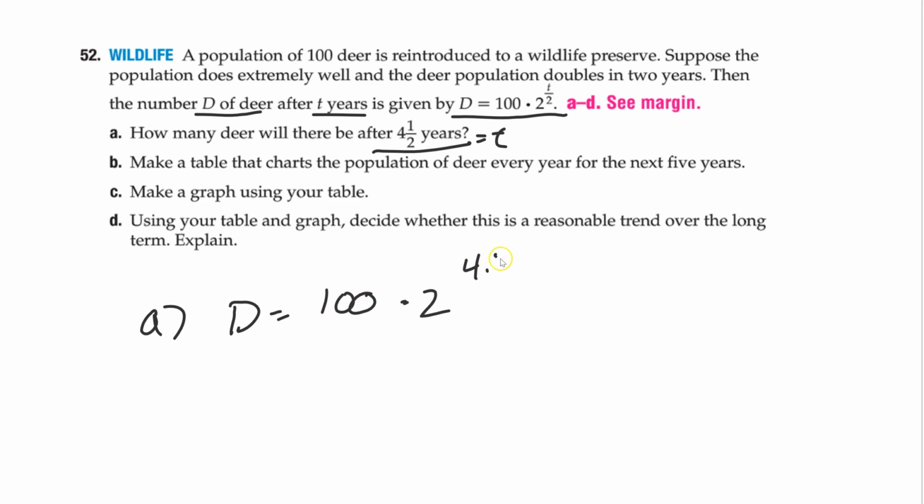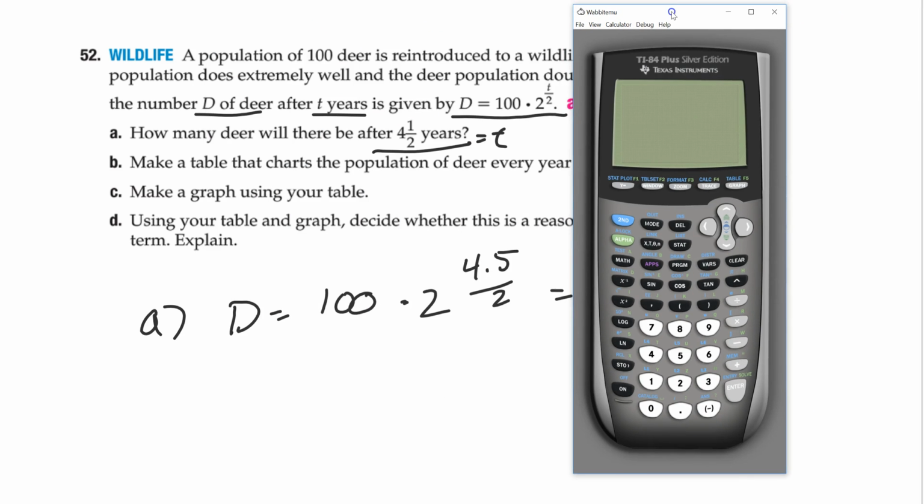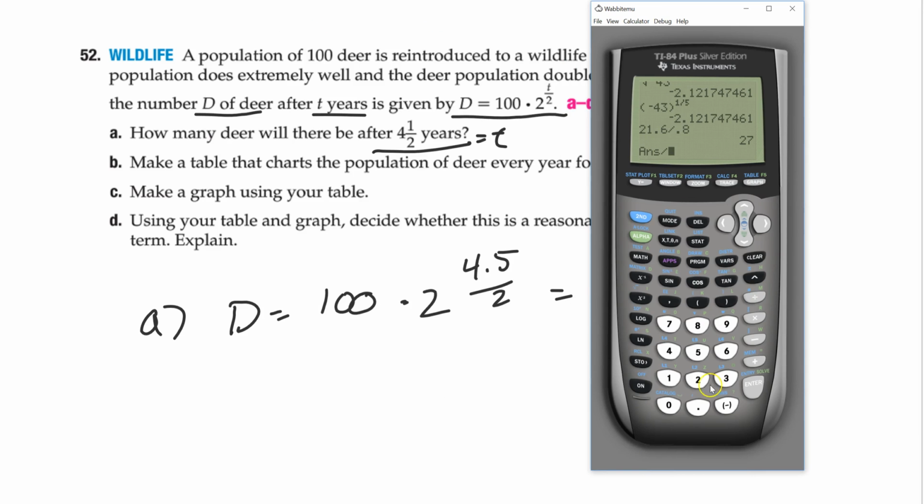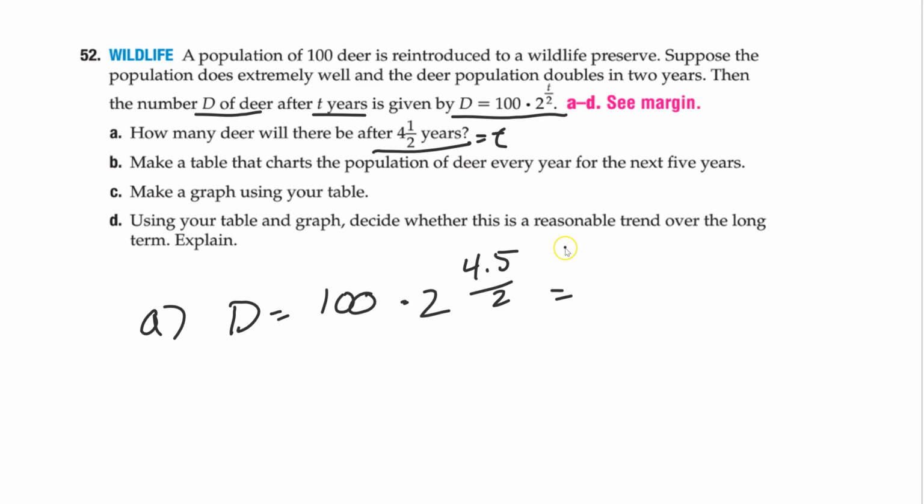So I can plug in 4.5 over 2. Again, it's an application problem, so feel free to use your calculator. I want you to use it. I'm going to do that by hand. So it's going to be 100 times 2 to the 4.5 divided by 2. I didn't realize they had answer divided by in front. Delete, delete. Okay, there we go. 475. Actually, I think 476 if we round. About 476 deer.